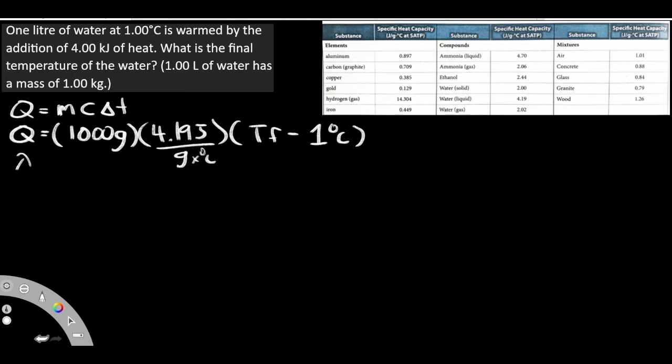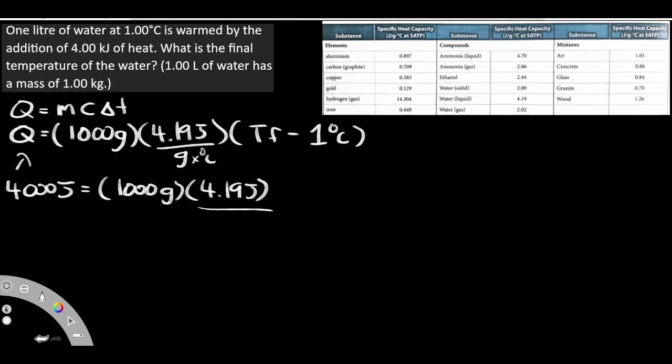So let's add that here for our last factor. So we have 4,000 joules is equal to 1,000 grams times 4.19 joules over grams times Celsius times TF minus 1 degrees Celsius. Now we're just going to cancel out our units properly.